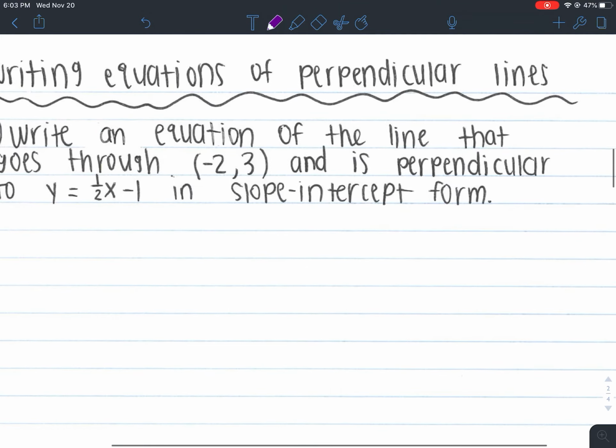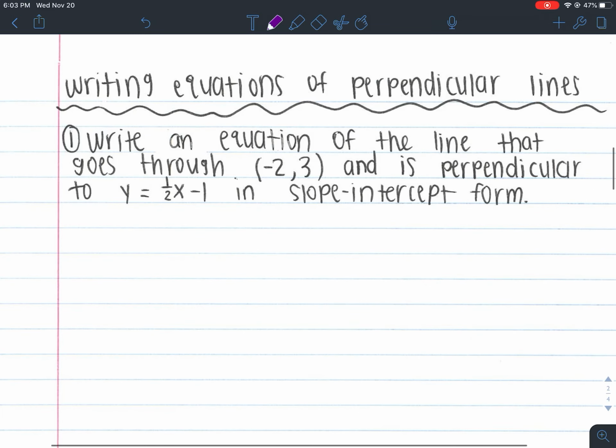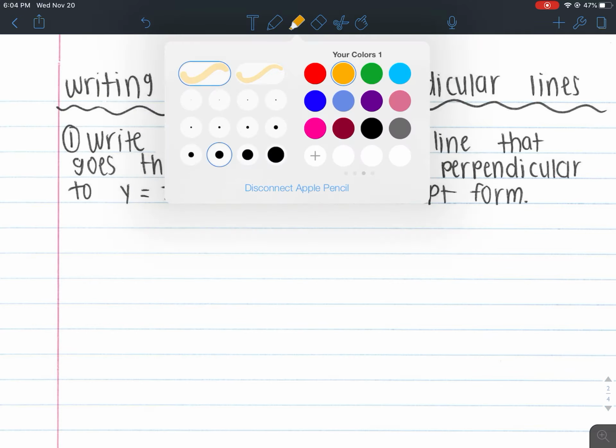Okay, starting with number 1. Write an equation of the line that goes through negative 2, 3 and is perpendicular to y equals 1/2 x minus 1 in slope-intercept form. Okay, so here we're given a point and we're given a line. So we need to create a perpendicular line. How do I know perpendicular?